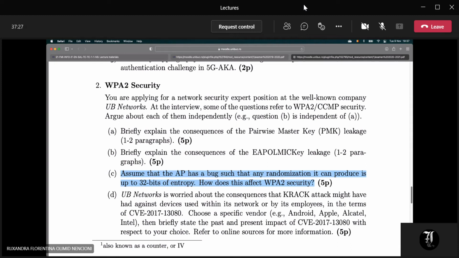Do you know what is entropy? Think about it as random numbers. So when the access point has to generate some uniformly random numbers, they are random only on 32 bits. So even if, let's say, the number should be 128 bits, only 32 are random. The others are bad, or somehow derive from this 32.